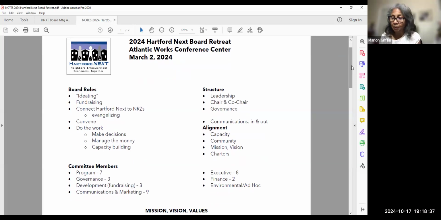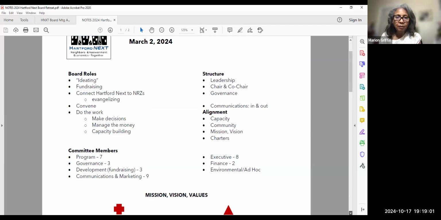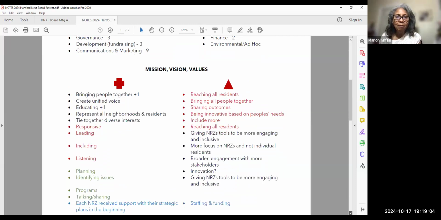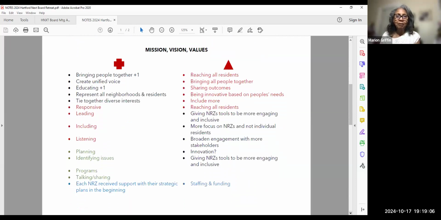Some of you who were there might be able to help me out, but in my mature years, I cannot recall what we were doing with this top part, the board roles, structure, alignment, committee members. I understand that one. We were identifying how many committee members we had for each committee, and I will tell you those numbers have changed. We've increased the membership. Can you scroll down a little bit? Yeah, so that top part, I'm not totally clear on what we're doing, maybe just assessing where we are.